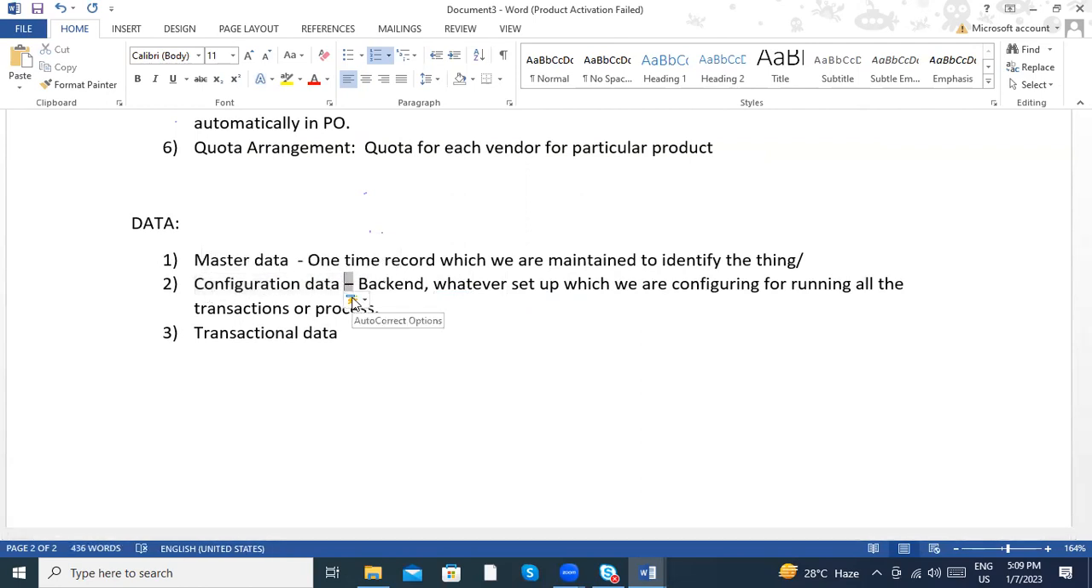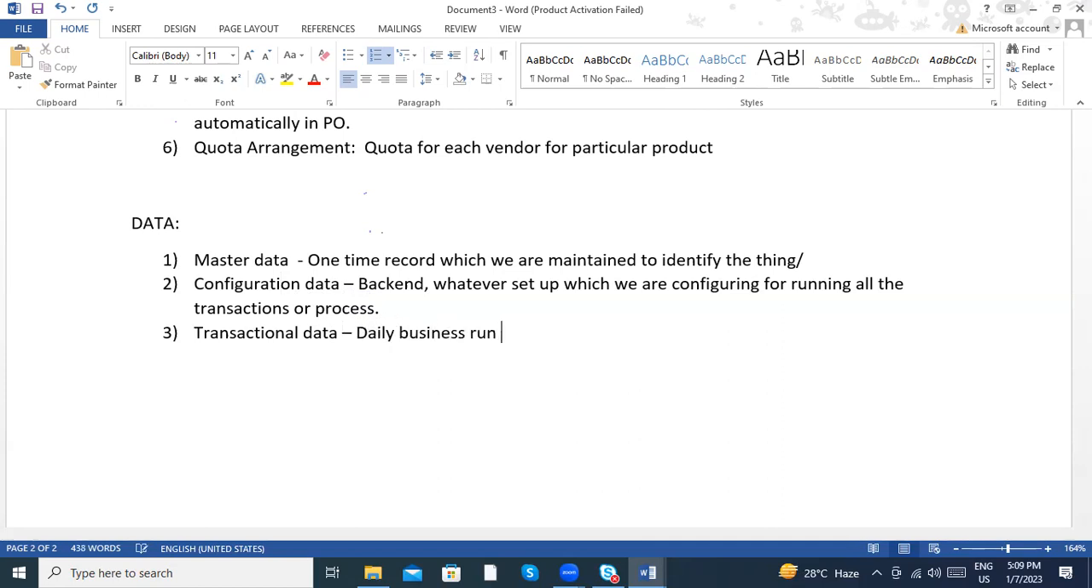Configuration is not only creating the site, but I'm just giving an example. It helps to configure the customer requirement from the standard point of view, like creating the company code, creating the plant, storage locations, buyer groups, and defining some approval strategies. Whatever backend setup is required will be called configuration data.